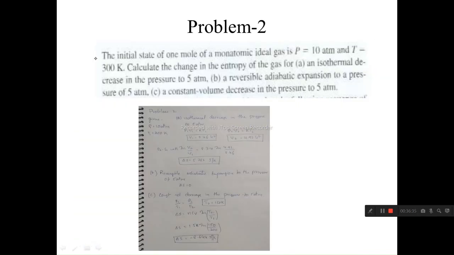So next problem is the initial state of 1 mole of a monoatomic ideal gas is P equals 10 atmosphere, T equals 300 Kelvin. Calculate the change in the entropy of the gas. They have given 3 conditions: isothermal decrease in the pressure to 5 atmosphere, reversible adiabatic expansion to a pressure of 5 atmosphere, and a constant volume decrease to the pressure of 5. So we need to determine the entropy change in all 3 cases. Let's start one by one.